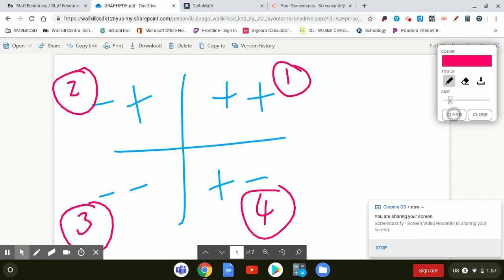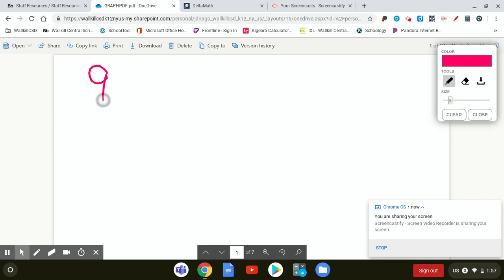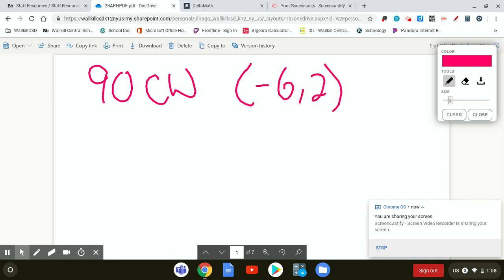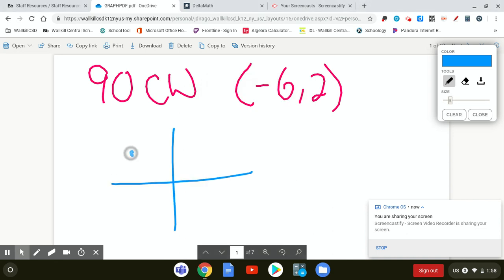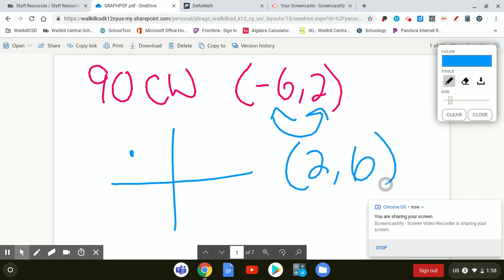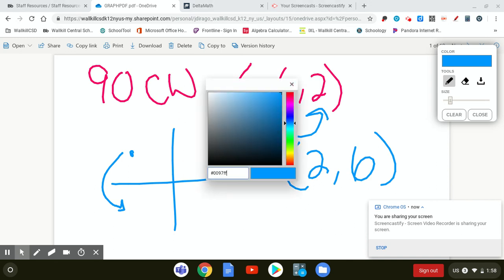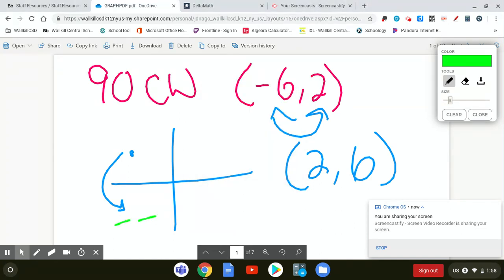Let's rotate it 90 degrees clockwise, and we'll use the point -6, 2. So -6, 2 is located in my second quadrant. If I'm going 90 degrees clockwise, first I switch the numbers, so you get 2, 6. Now the sign scheme: it's going to end up in the third quadrant, which is a negative, negative sign scheme. So it's going to be -2, -6. That's your point rotated 90 degrees around the origin.